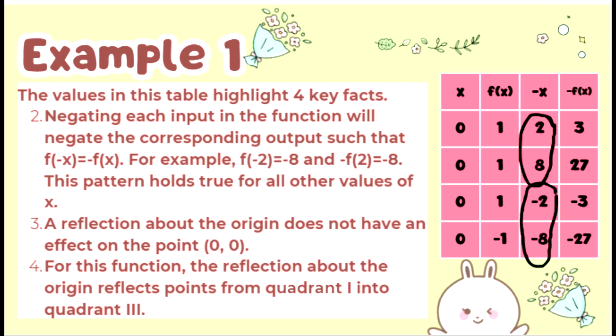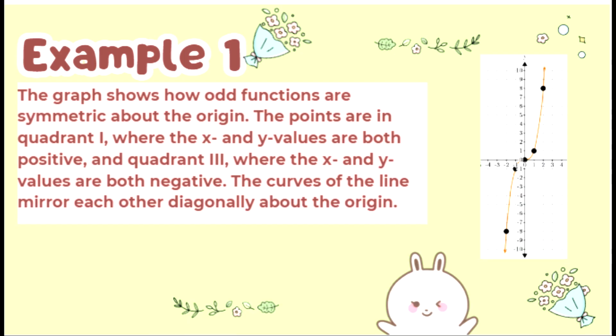A reflection about the origin does not have an effect on the point 0, 0, because zeros are not positive or negative. They just are. For this function, the reflection about the origin reflects points from quadrant 1 to quadrant 3. And we talked about this in our lesson about reflections about the origin. All of these ones are positive, so they're right here in quadrant 1. All of these are negative, so they're right here in quadrant 3.